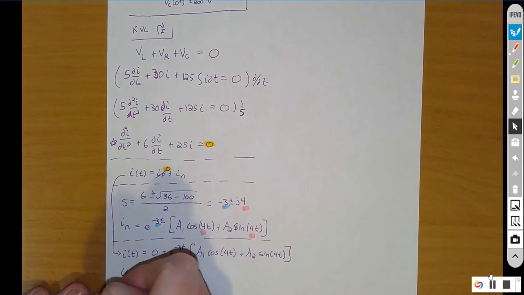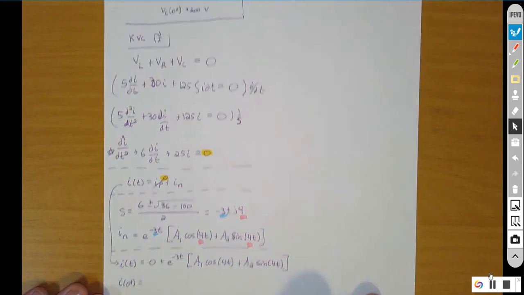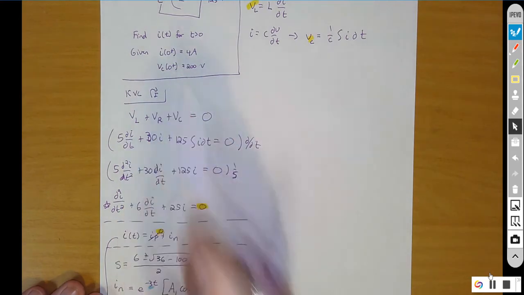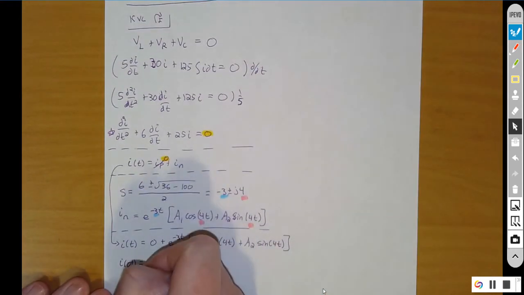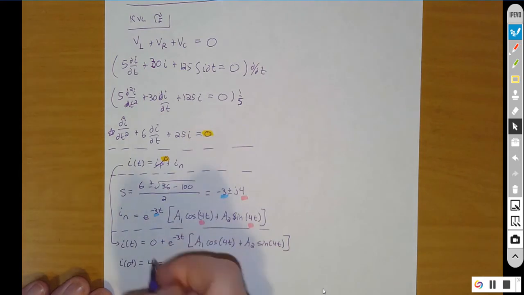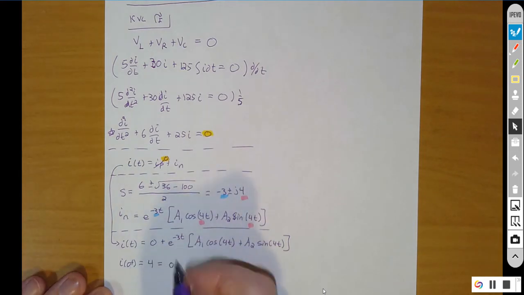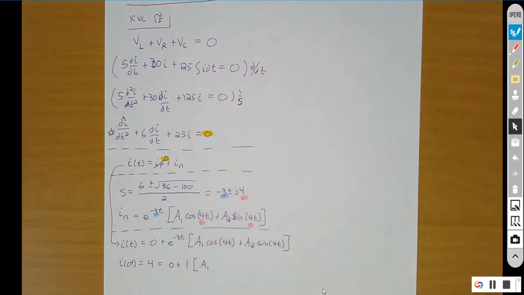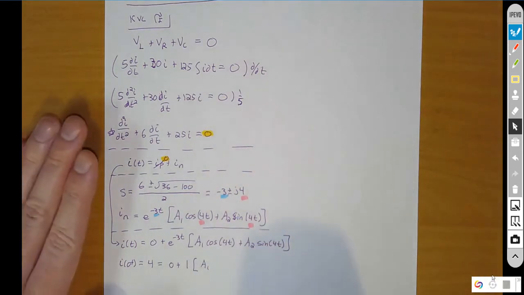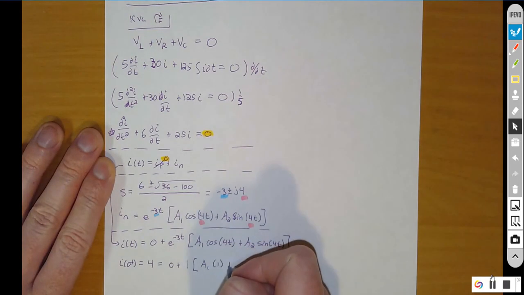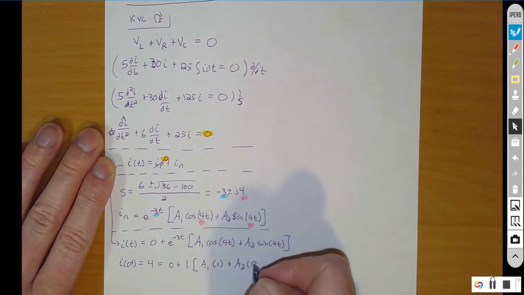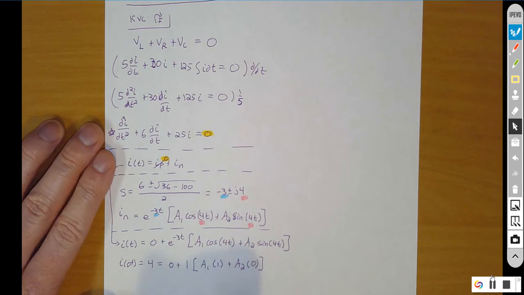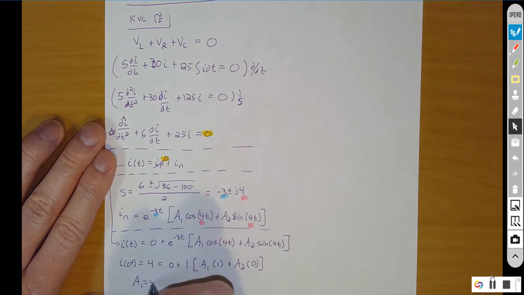I of 0 plus. What is that? Well, we're given that. It's 4. So we're going to put a 4 in here. In the future, you will have to find it, but don't worry about that right now. So 4 equals 0 plus, e to the 0 is 1, a1 cosine of 0 is 1, and a2 sine of 0 is 0. So we get that a1 is equal to 4.